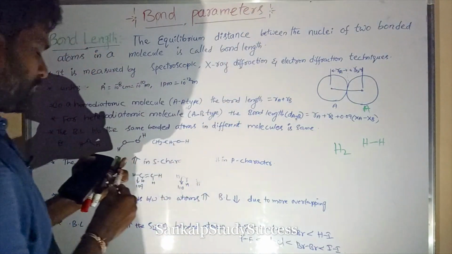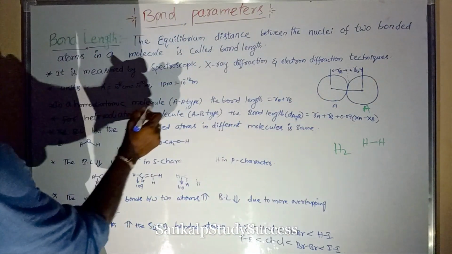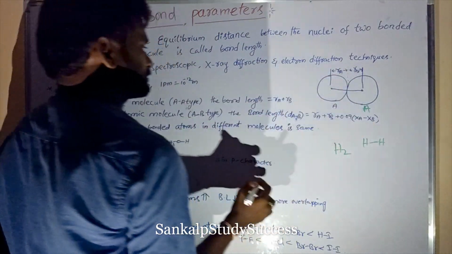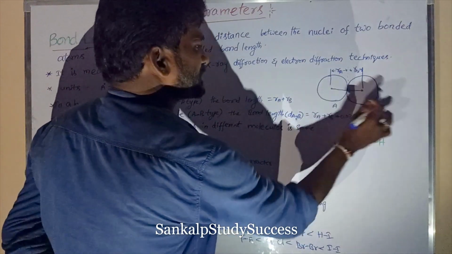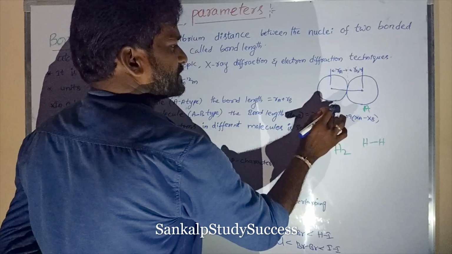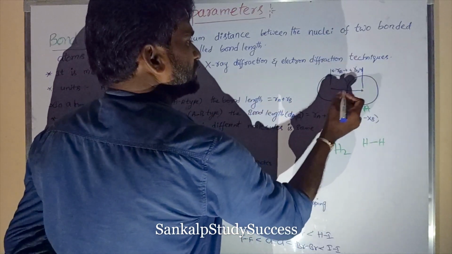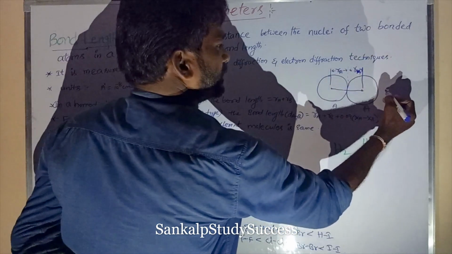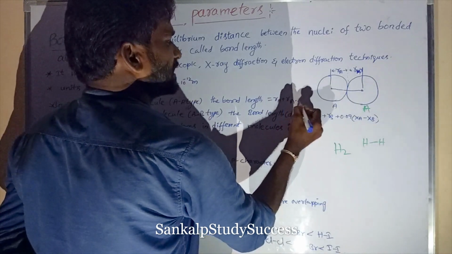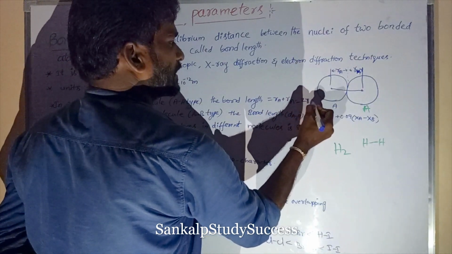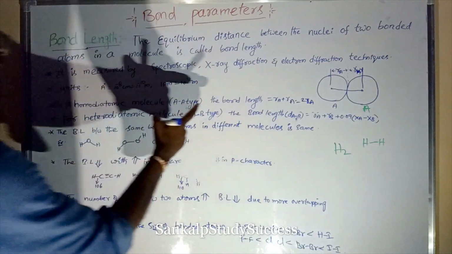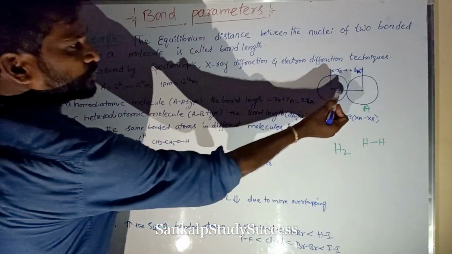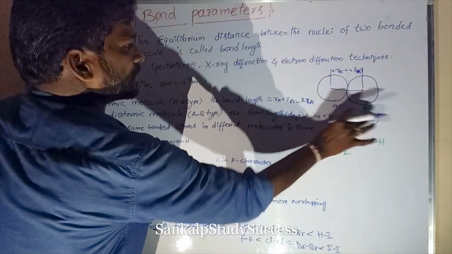In a homodiatomic molecule, the bond length is equal to Ra plus Rb. Or suppose these two atoms are the same. This is A, and its radius is Ra, and its radius is Ra. So what is its bond length? Its bond length is equal to Ra plus Ra, like 2Ra. So in a homodiatomic molecule, the bond length is equal to Ra plus Ra, which is 2Ra.